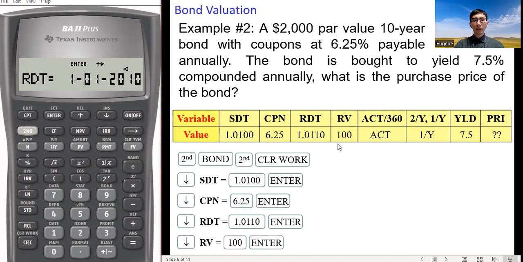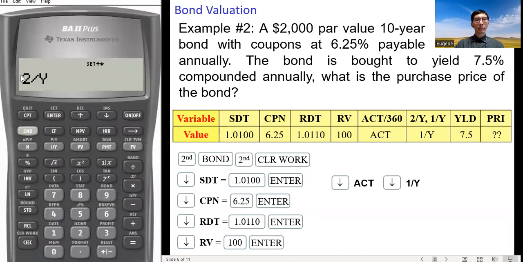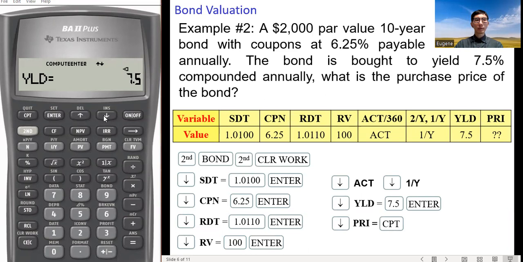And then the value for RV, 100. It is already 100, so I don't change anything. Day count method, ACT. Coupon per year, 1Y. So I need to change from 2Y to 1Y by pressing second and then set to 1Y. And then YLD 7.5, enter. And then we can compute the value of PRI.